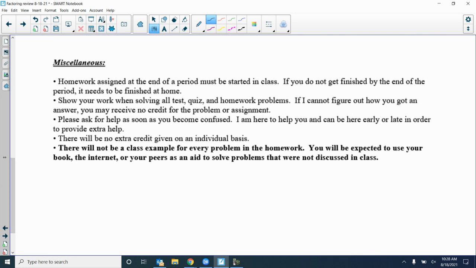Last one, there will not be a class example for every problem in the homework. You're going to be asked to think a little bit. Hopefully you're asked to think a little bit more than last year to try and do problems that are a little bit more complex. It'll take a little bit more effort at times.